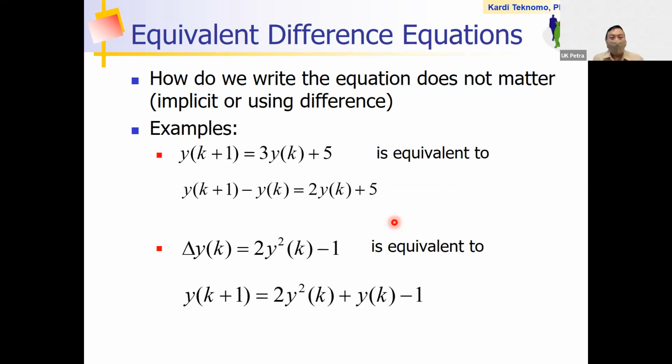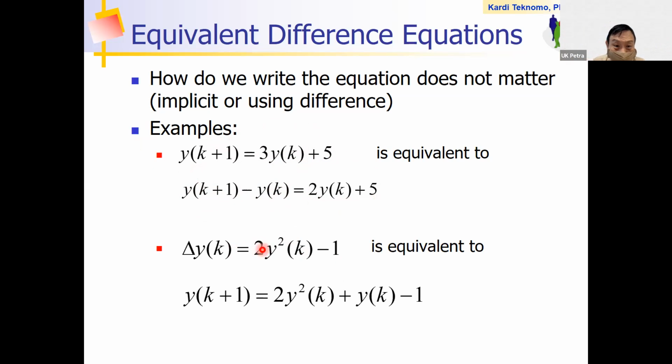Now, I need to tell you several terminology. So, we said equivalent. How do you say difference equations are equivalent? How we write the equation actually does not really matter. Whether you are using implicit or difference form, they are actually the same. Example here: yk plus 1 equal to 3yk plus 5. Then I put one of these yk to the left side, so I have yk plus 1 minus yk. This is the first difference, right? Delta yk equal to 2yk plus 5. So these two are equivalent.